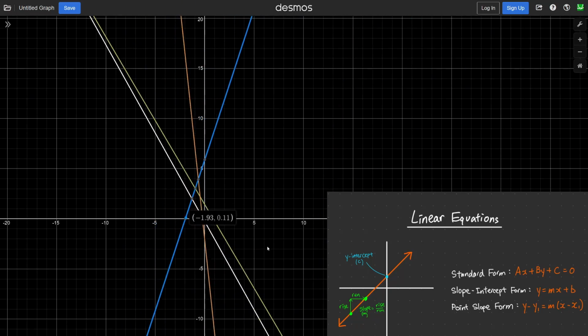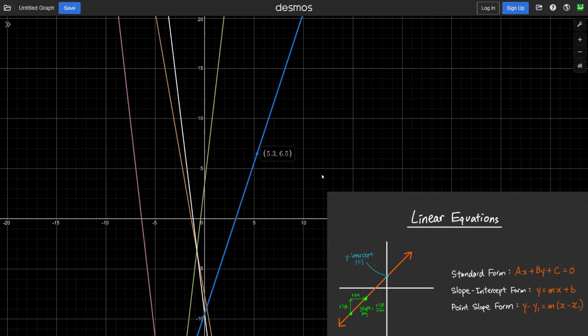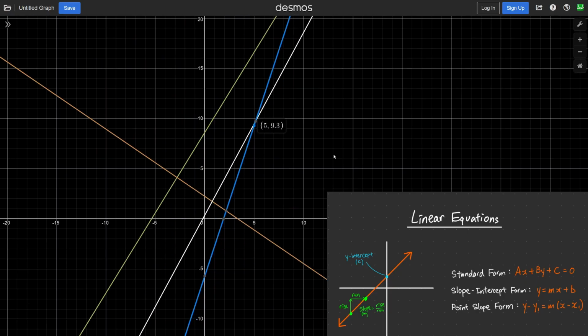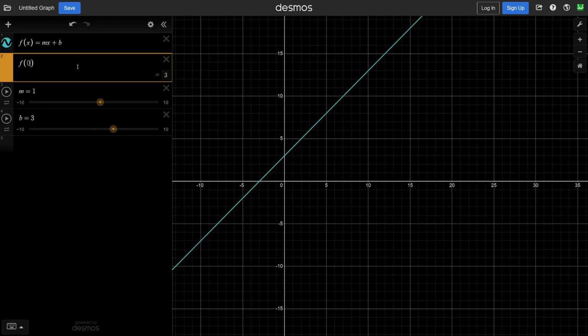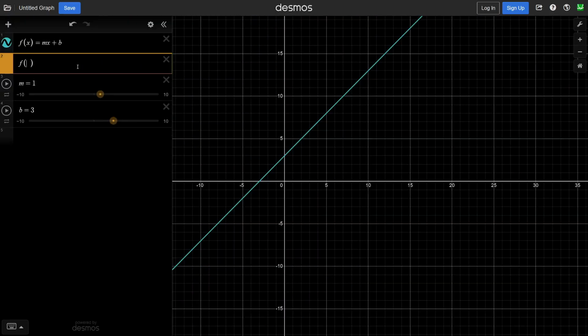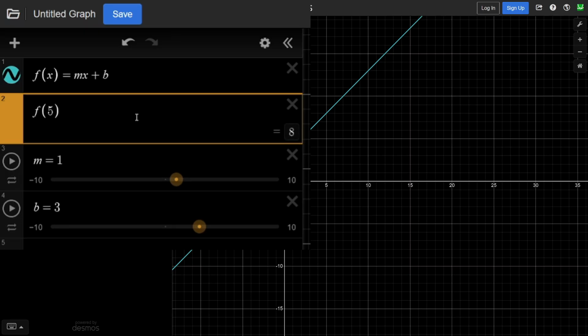Linear equations and slope is something that appears on every single SAT. But what is a linear equation? A linear equation is just a straight line, and it basically tells you that if you shove in some value for x, what do you get out for y? What is the relationship between x and y?